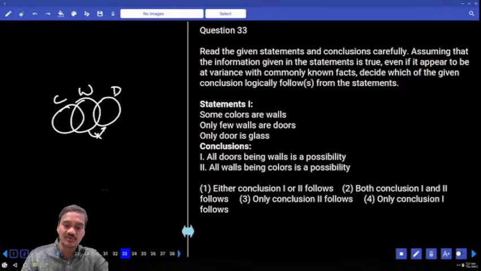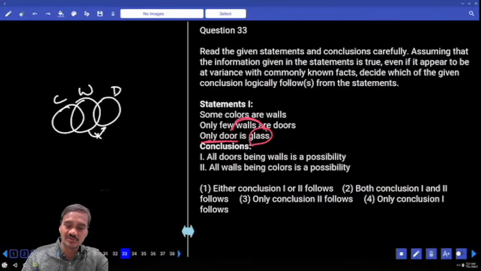And only doors are glasses. Only doors are glasses means what? Only A's are B's, and all B's are A's, and this B does not belong to anything else. That means all these glasses are doors. All these glasses belong only to doors. Clear? The glasses are named and they belong only to doors.